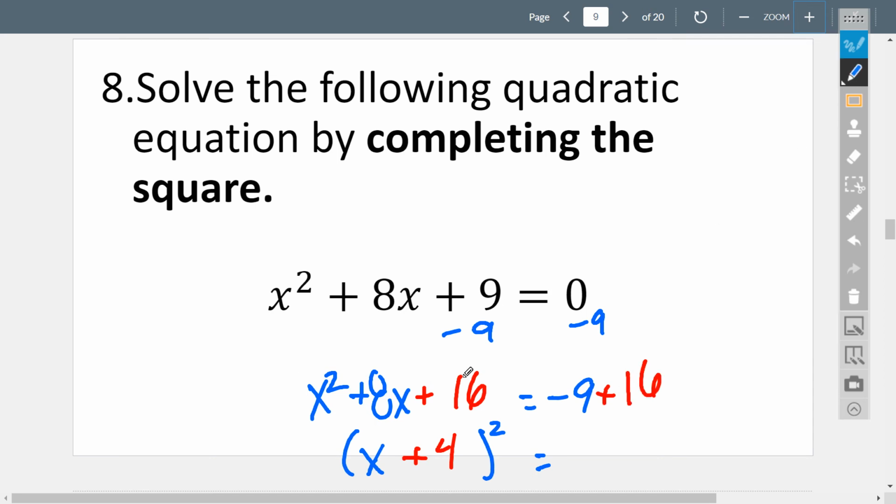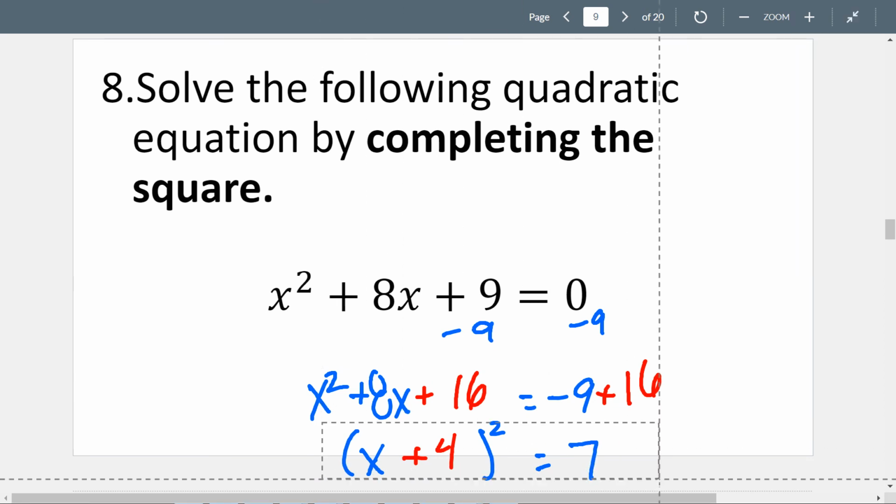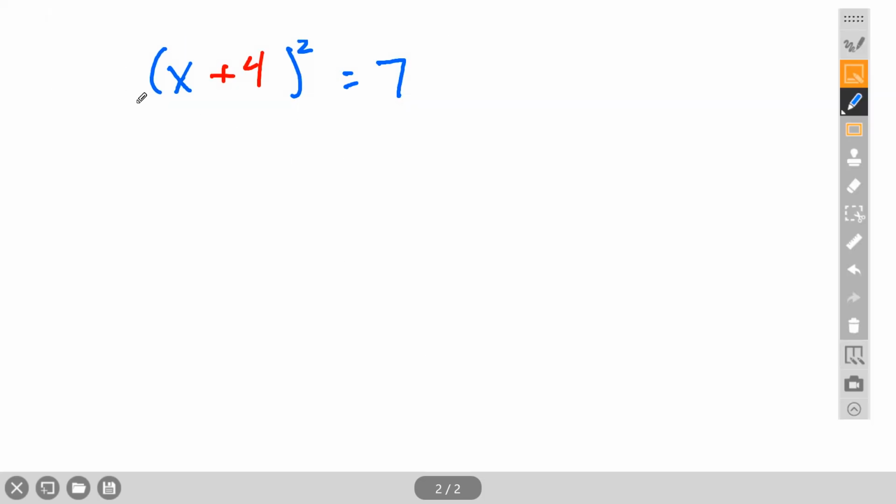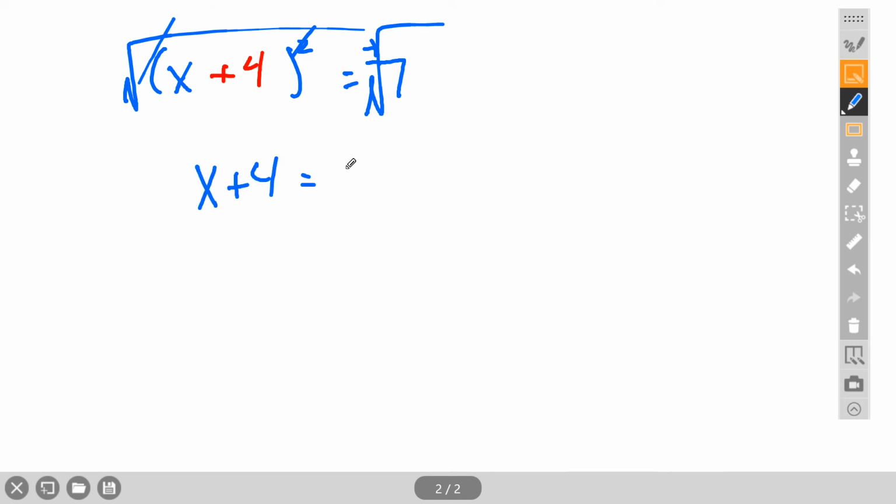Adding 16 to the left side means that this can be factored into x plus 4 times x plus 4, or x plus 4 squared. The right side just gives us 7. At this point, I can now solve this by square root method, because this is a pretty easy equation to solve. I just take the square root to get rid of the square, leaving me with x plus 4 is equal to plus or minus the square root of 7.